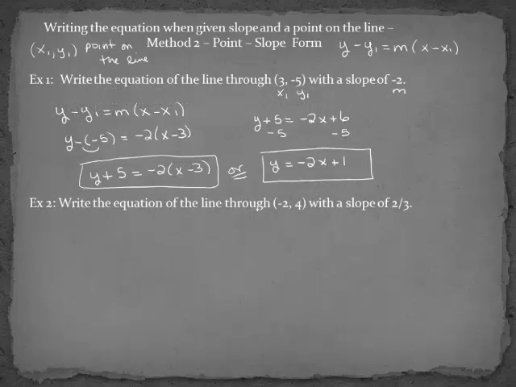Okay, writing the equation here, I have x1, y1, and m. So again, y minus y1 is equal to m times x minus x1. And this is one of those times that it's nice to leave things in point-slope form. I have y minus 4 is equal to 2/3 times x minus -2. That becomes a positive.